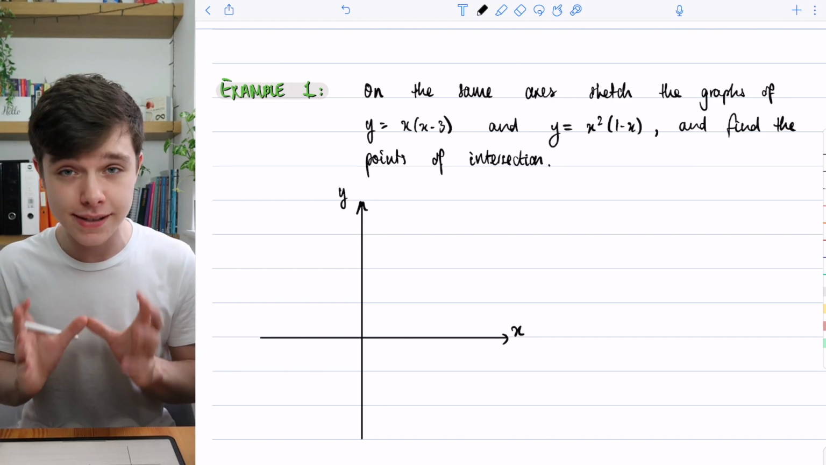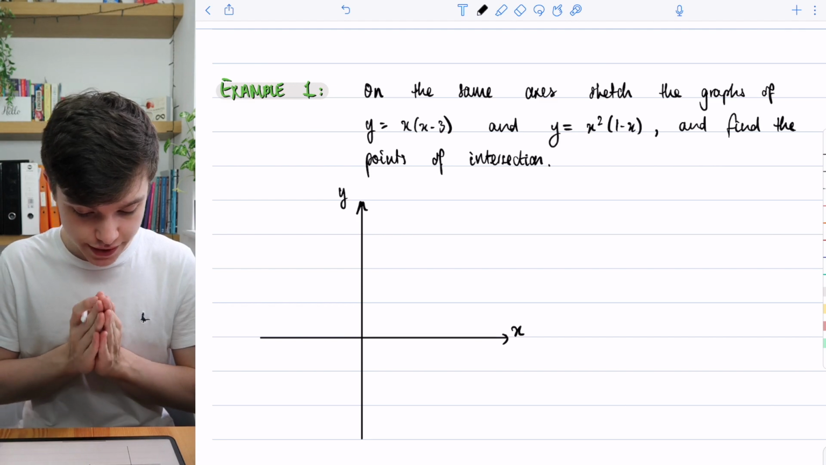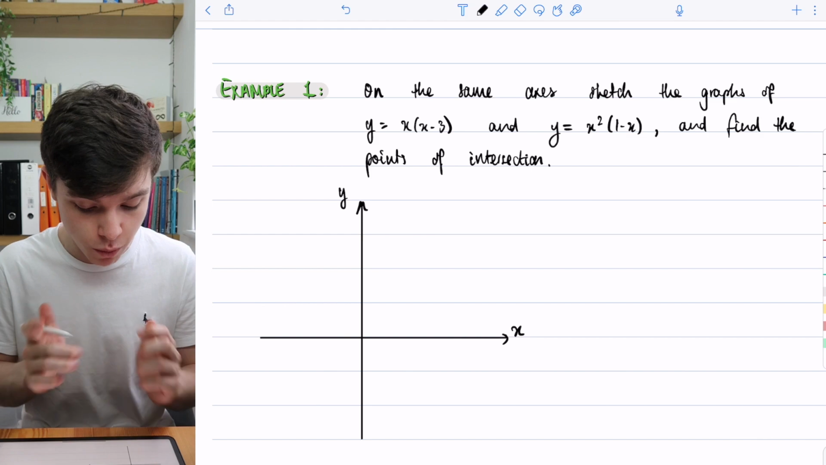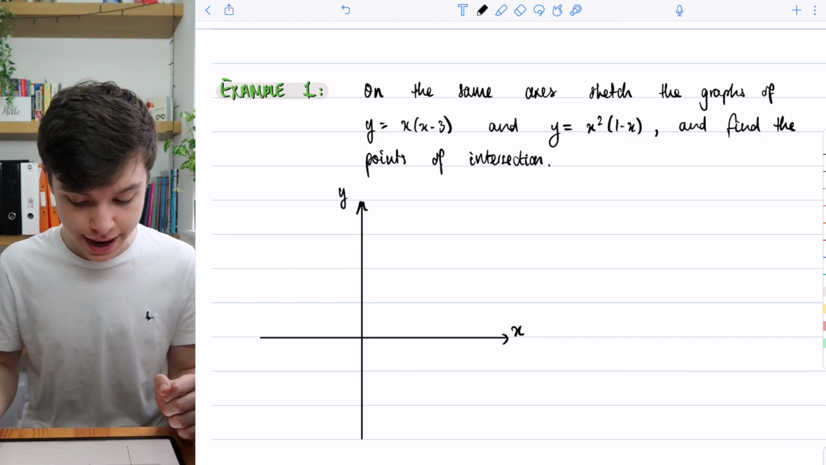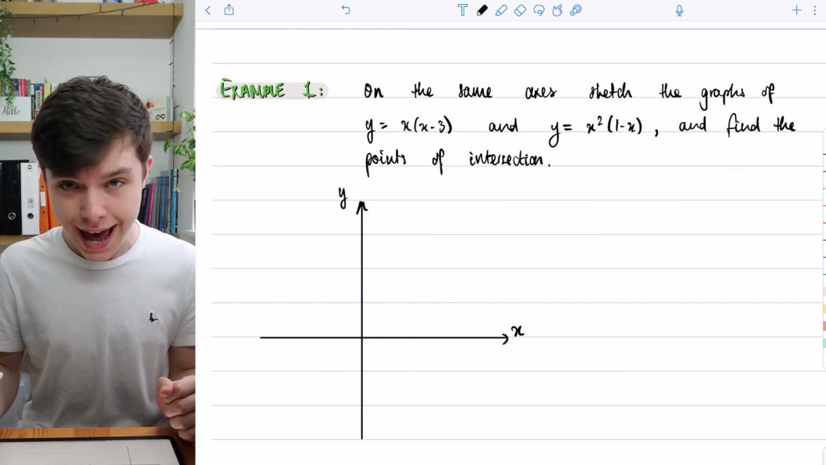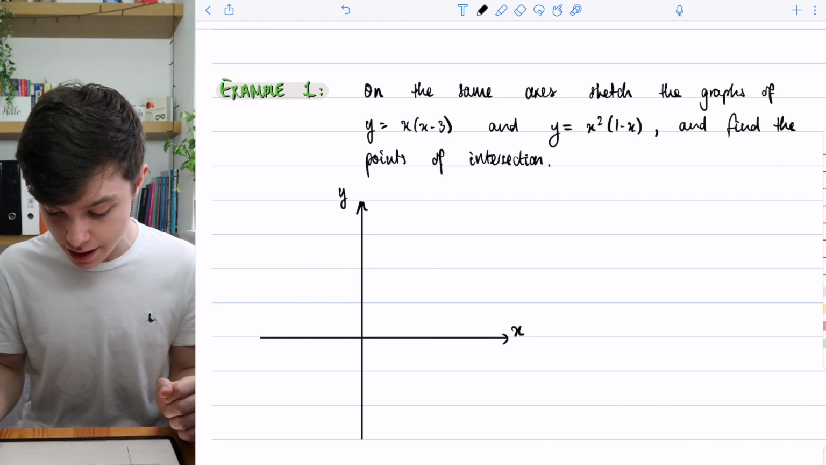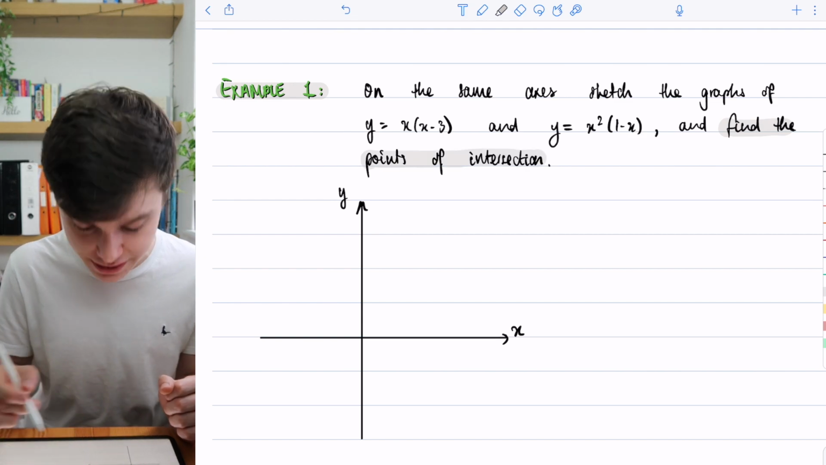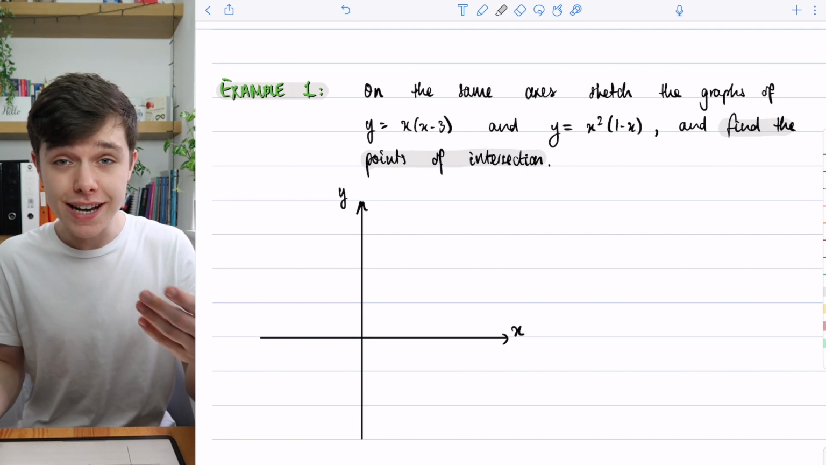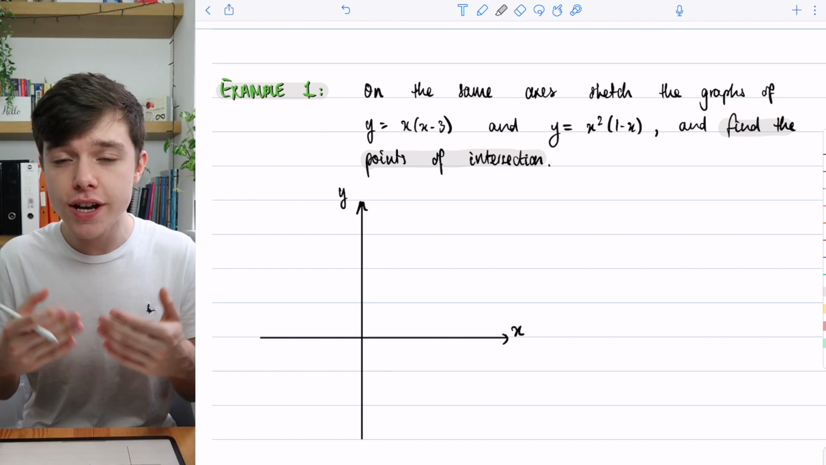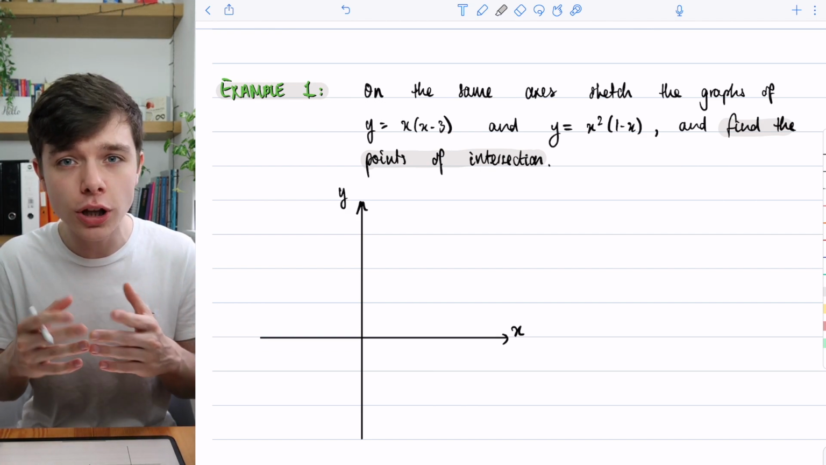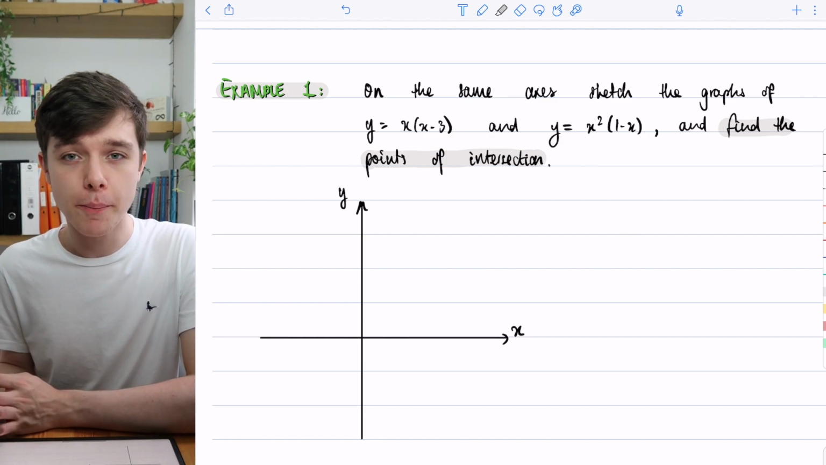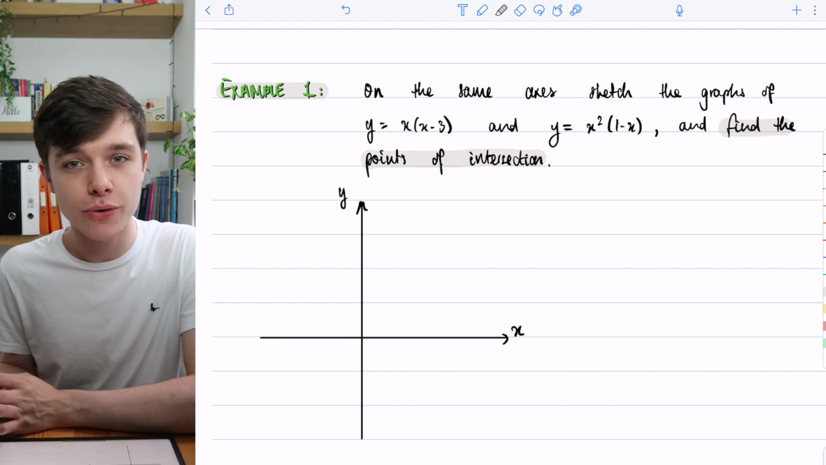It's quite simple. The first thing we want to do for this example is, on the same axes, sketch the graph of y is equal to x times x minus 3, and y is equal to x squared times 1 minus x. Then we want to find the point of intersection. Like I just said, it's where the two graphs cross each other, it's where the two equations are equal. So try and solve when the two equations are equal. Pause and have a go if you want to, and then we'll work through the answer.